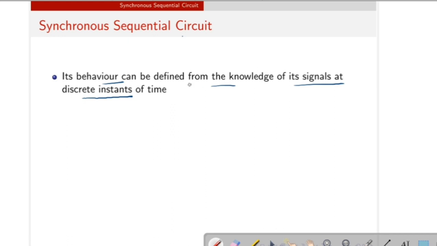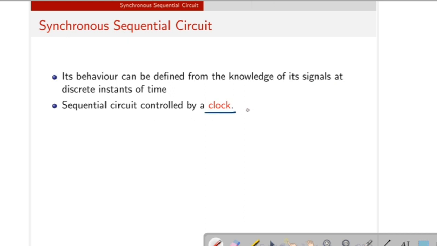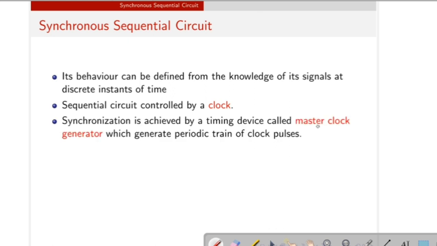Okay, so the behavior can be defined from the knowledge of signals at discrete instants of time. Usually those signals are clock. That means sequential circuits are controlled by a clock. And the clock pulses are generated by a master clock generator, which generates a periodic train of clock pulses. So a clock pulse is represented like this, a binary value 1 and a binary value 0. This is a single clock pulse. Okay, single clock pulse.